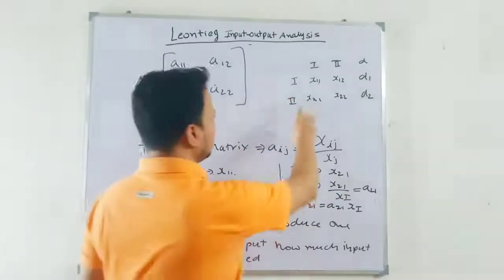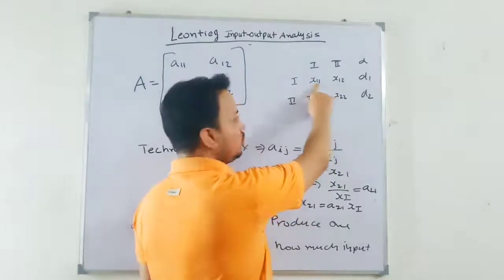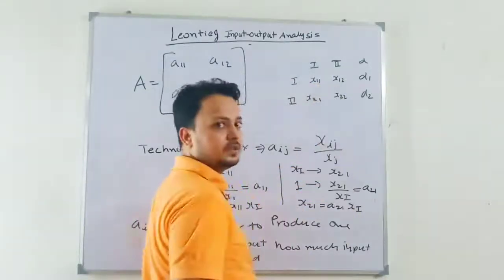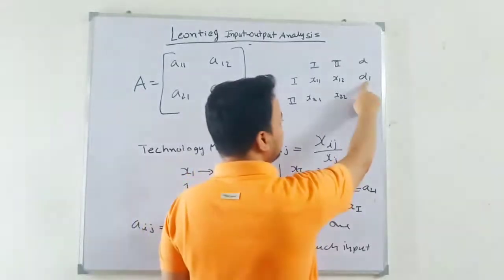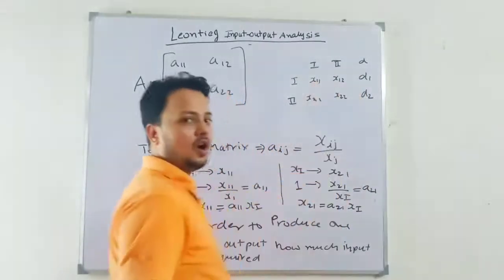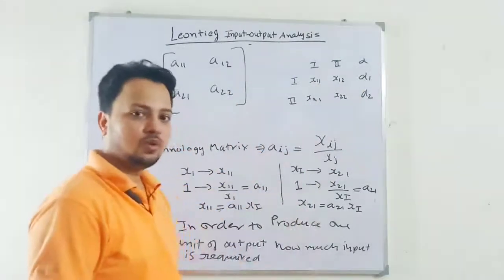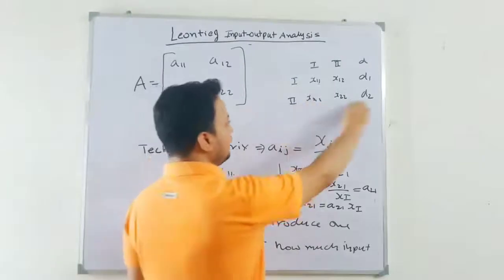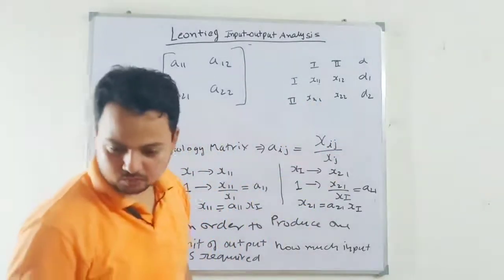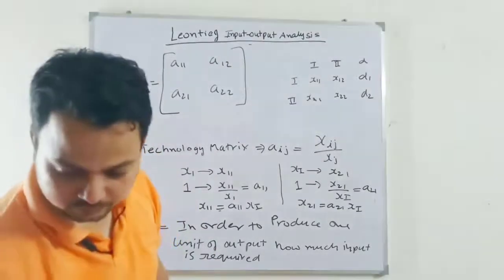How? See, output of first industry used by first industry, output of first industry used by second industry, output of first industry used as an external demand. So this is the output of first industry. So row represents output of first industry. Similarly, this row represents output of second industry. Okay, write down the easy simplified version.